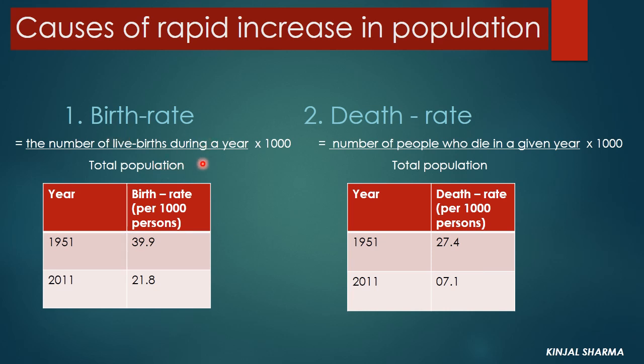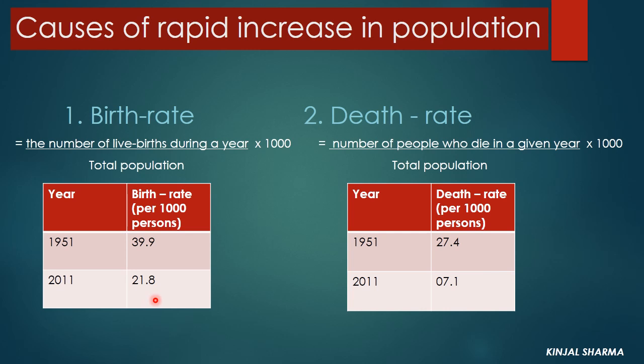Birth rate is not shown as a percentage, but per 1000 persons. That is, for every 1000 people, how much addition is taking place is shown. Here a comparison is shown between 1951 and 2011. In 1951, the birth rate per 1000 persons was 39.9, and in 2011 it was 21.8.